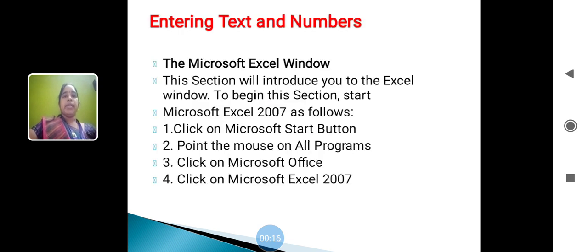Entering text and numbers in the Microsoft Excel window. This section will introduce you to the Excel window. To begin the section, start Microsoft Excel 2007 as follows. Click on the Microsoft start button, point the mouse to All Programs, click on Microsoft Office, click on Microsoft Excel 2007.